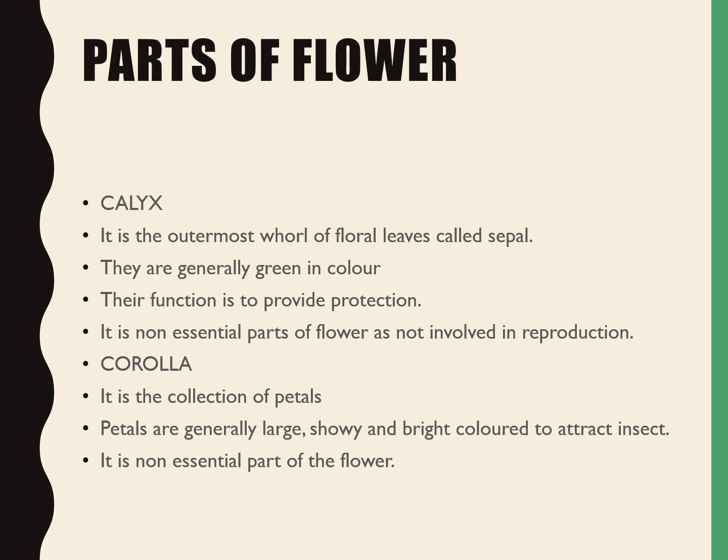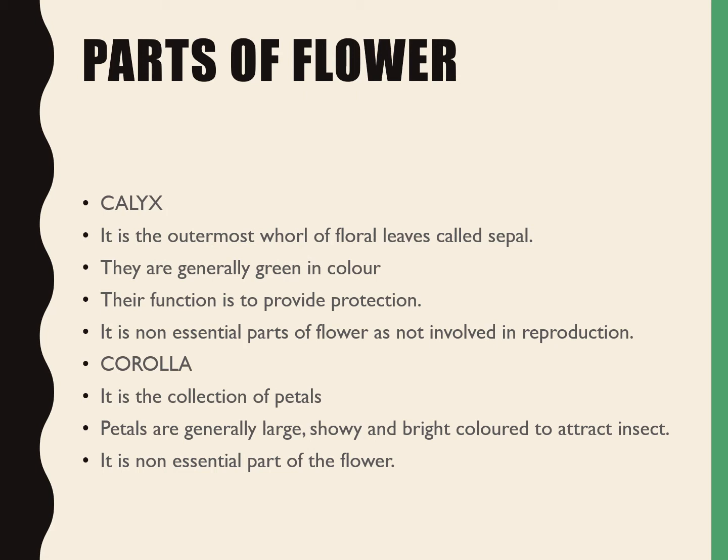So begin with the description. The first whorl is calyx. As I told you, it is the outermost whorl of the flower. Each unit is called a sepal, and generally these are green in color, and their work is to provide protection. You can see them very clearly in the bud stage. This is the non-essential part of the flower. Non-essential means the part is not directly involved in reproduction.